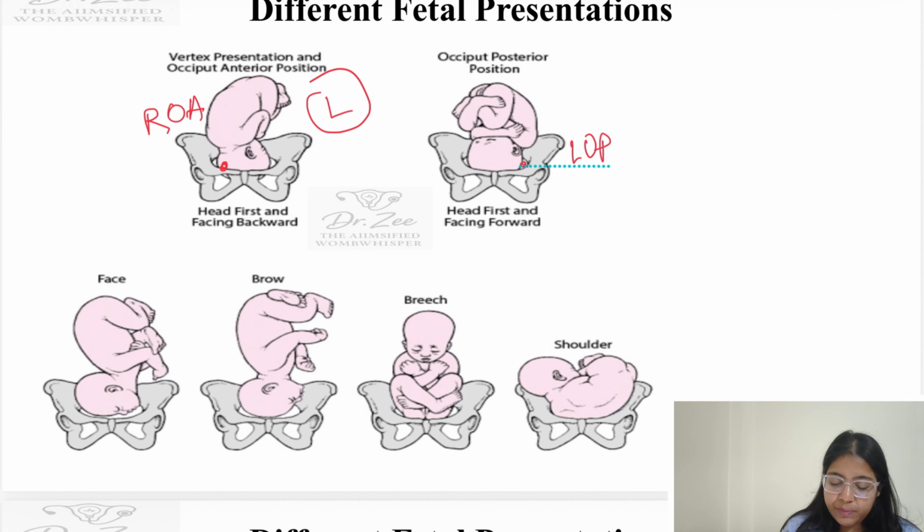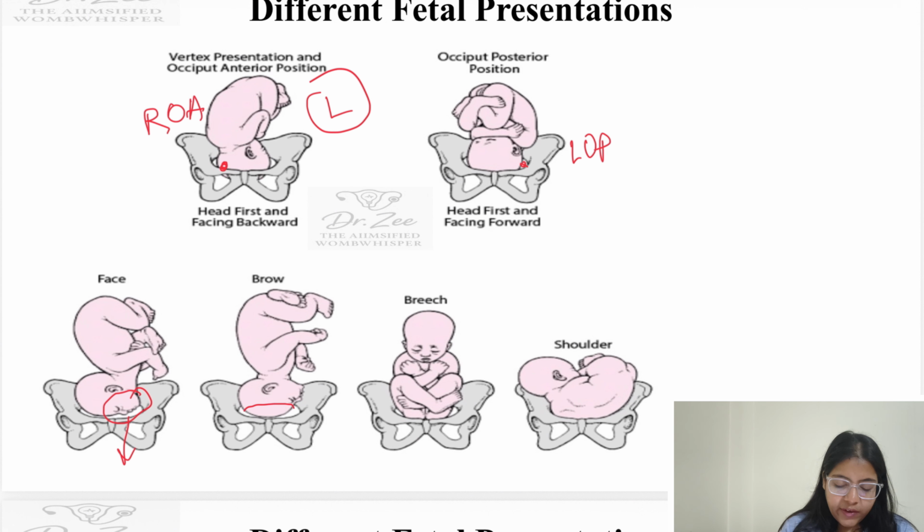So it is left occipito posterior. So this is how you determine the position of the fetal head. Here you can see that the face is the presenting part. Face occupies the lower pole first. So it is face presentation.